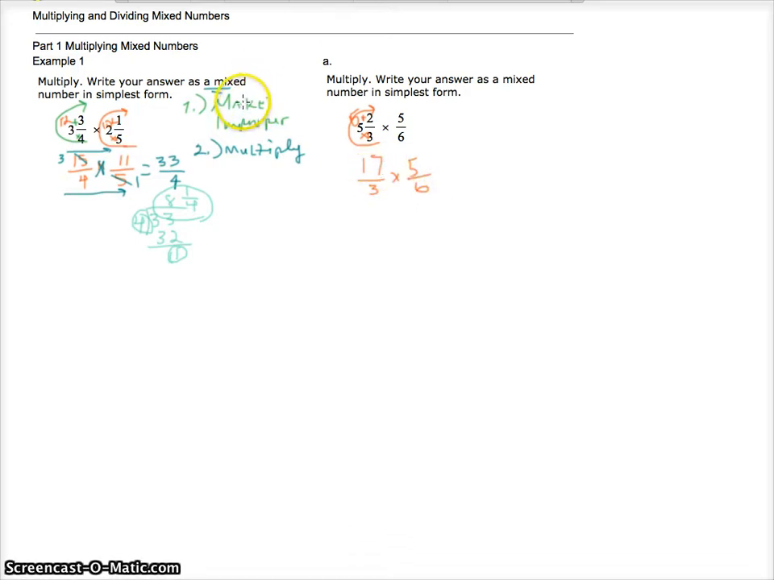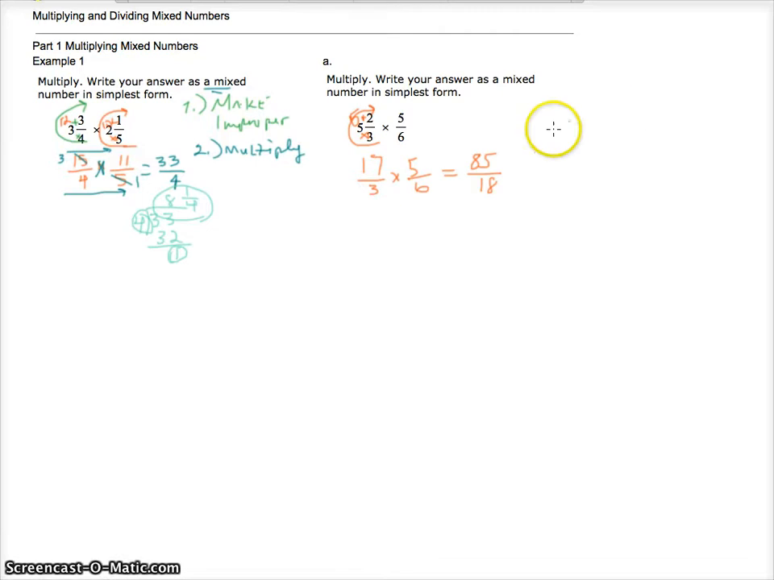I've made my fraction improper, and now I can just multiply straight across because I can't reduce anything. 17 and 6 don't reduce, 5 and 3 don't reduce. 17 times 5 is 85. 3 times 6 is 18.